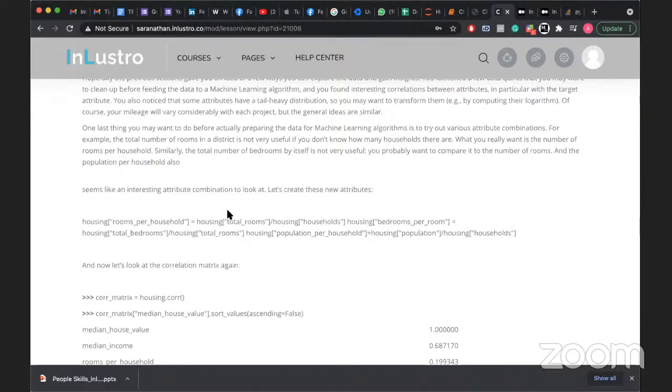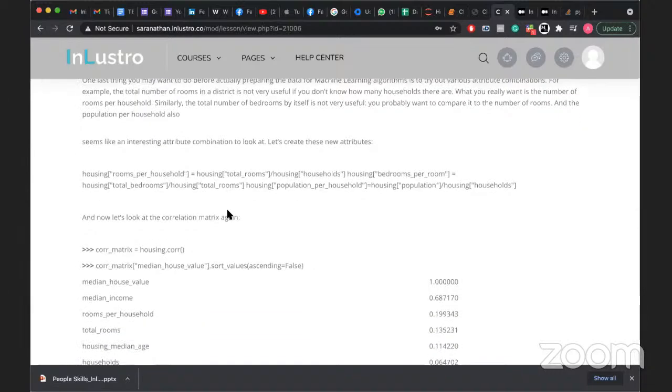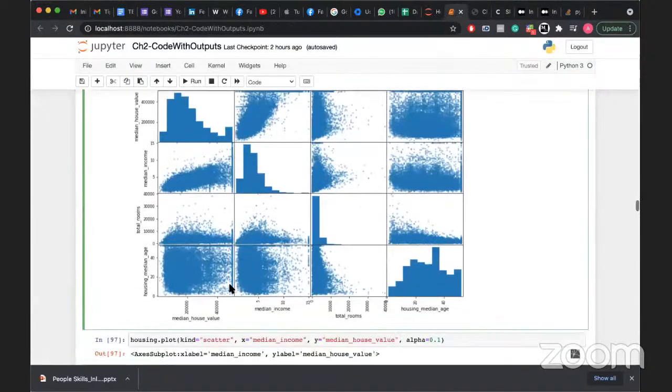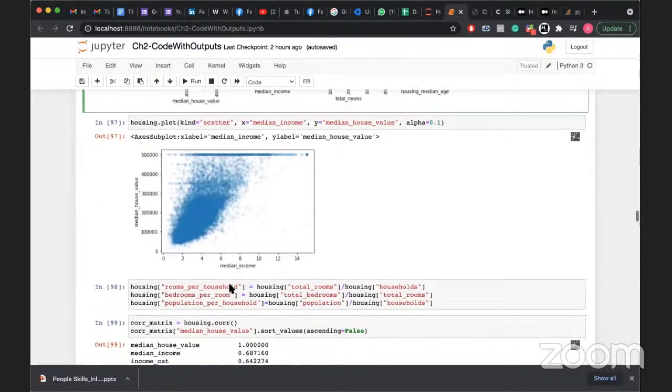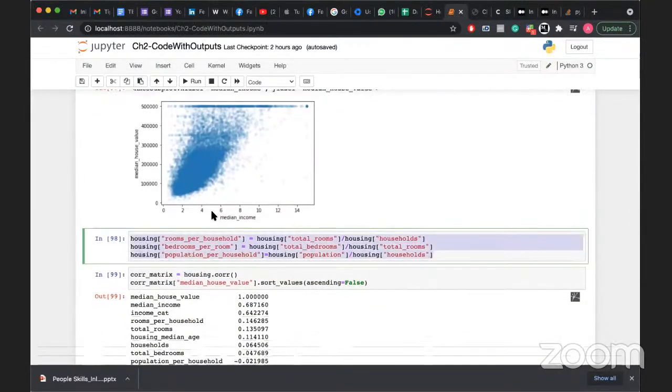So total number of bedrooms by itself is not very useful. You probably want to compare it to the number of rooms, right? And the population per household also seems like an interesting attribute to look at. So we are transforming certain attributes from what they are to a different value. That's what we're doing here. Please execute this and then compute the new correlation matrix values.